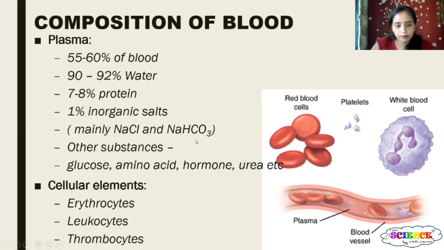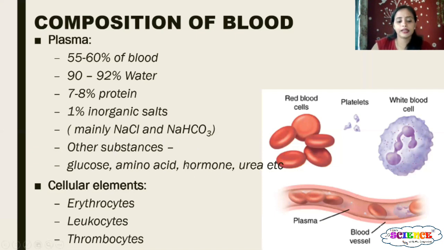We have studied carbon dioxide: most of the carbon dioxide is transported from tissue to lungs in the form of sodium bicarbonate. Then other substances are present in traces, small amounts, which include glucose, amino acids, hormones, urea, etc. So this is plasma.